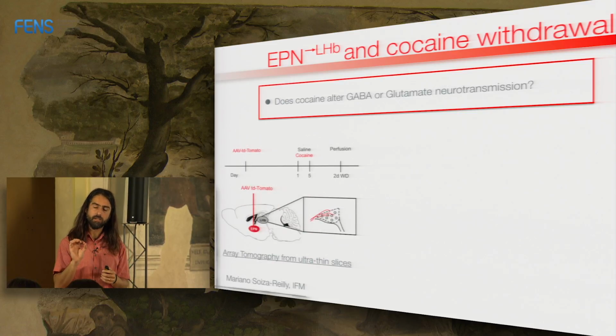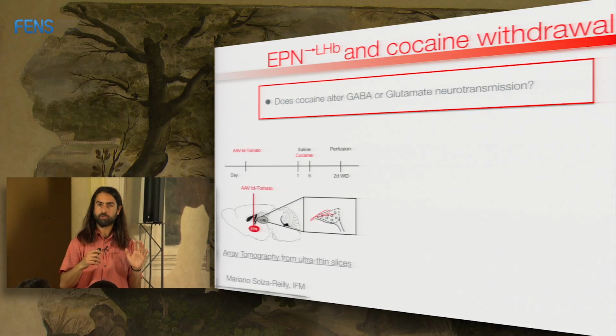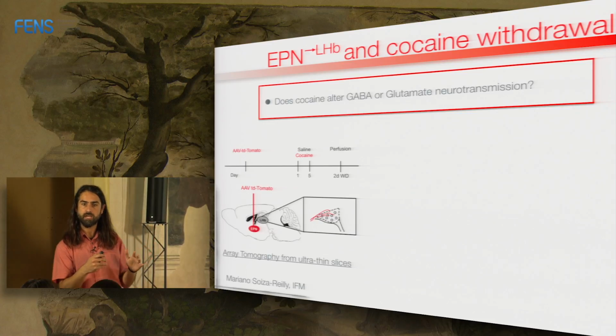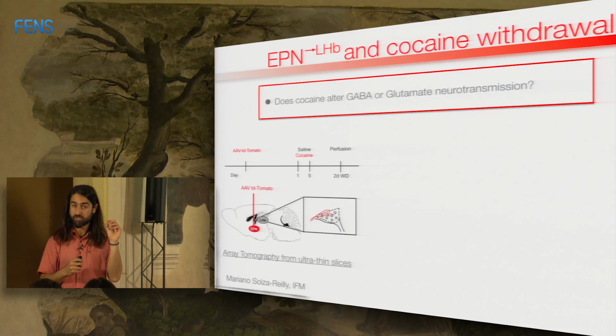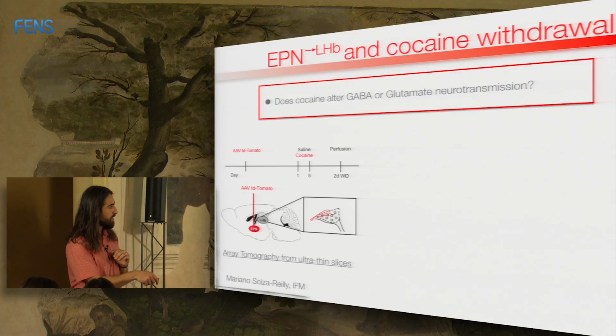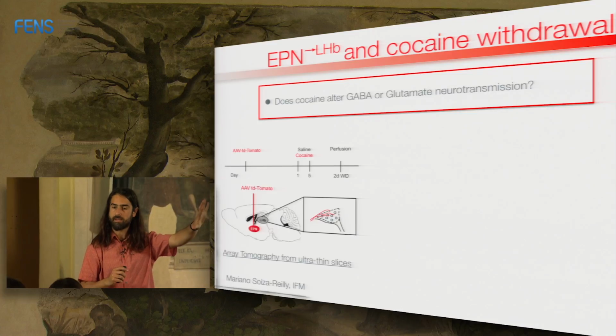Now, to check which component was changing, we started looking at the potential regulators of neurotransmission that could change after cocaine. So we started looking into the AMPA receptors, GABA receptors, vesicular transporters for both GABA and glutamate, any pre or postsynaptic partner or effector that could change this balance. The way we did that was using an AAV tomato in order to identify all the terminals from EPN to the lateral habenula.